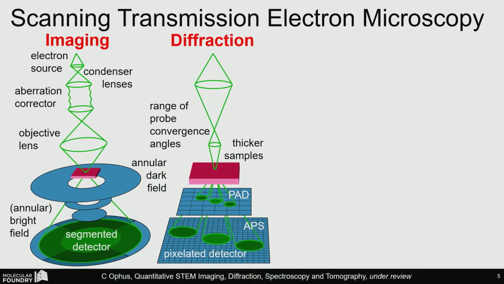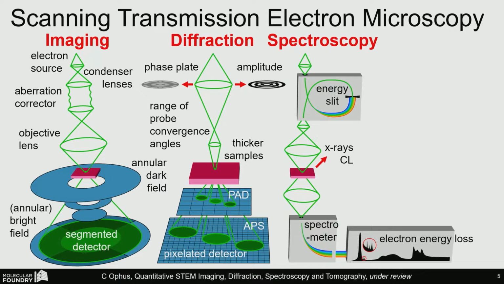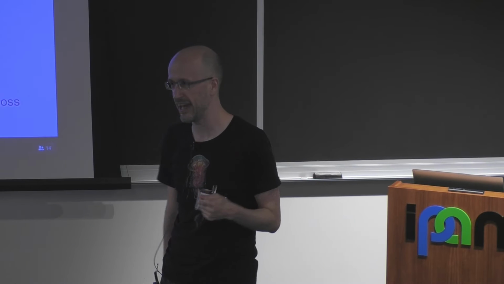A whole range of probe semi-convergence angles or numerical apertures. But for most of these experiments, we're going to be using pixelated detectors to record full images of the diffraction pattern of the probe. Now, I'm not going to really discuss spectroscopy methods today, but you heard a little bit about them this morning from Hulin, and if you wait until later this afternoon, I believe Juan Carlos will be talking about spectroscopic methods in STEM in detail.